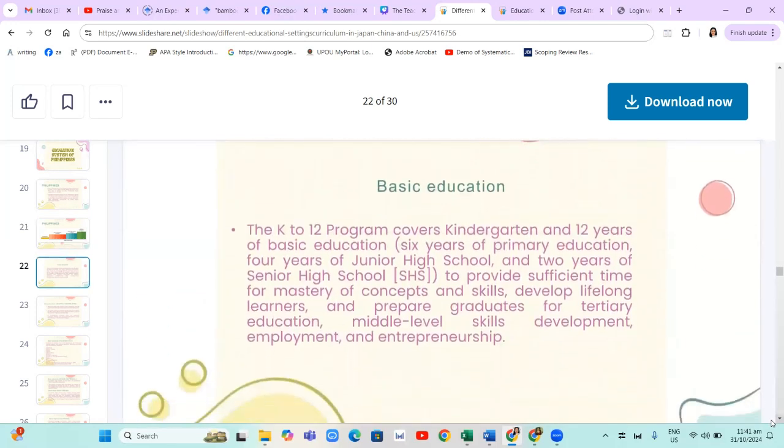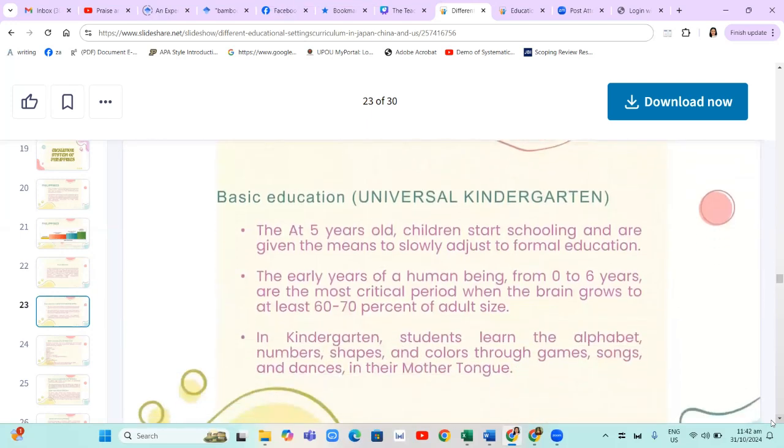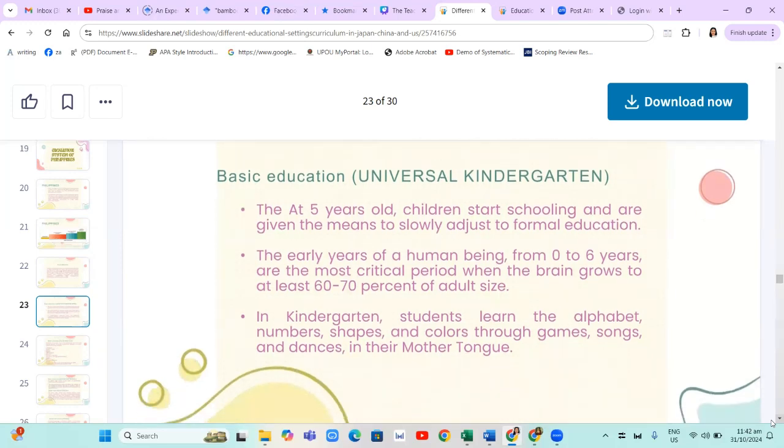The K-12 program covers kindergarten and 12 years of basic education: 6 years of primary education, 4 years of junior high school, and 2 years of senior high school to provide sufficient time for mastery of concepts and skills, develop lifelong learners, and prepare graduates for tertiary education, middle level skills development, employment, and entrepreneurship. In the universal kindergarten at 5 years old, children start schooling and are given the means to slowly adjust to formal education.